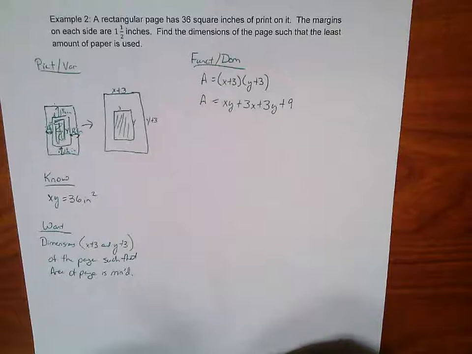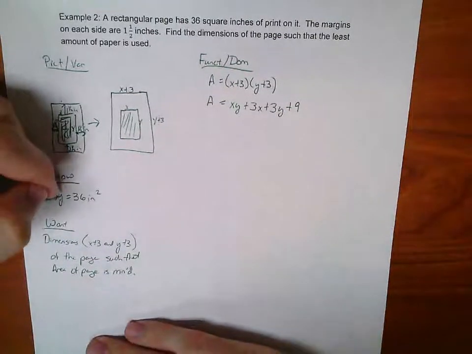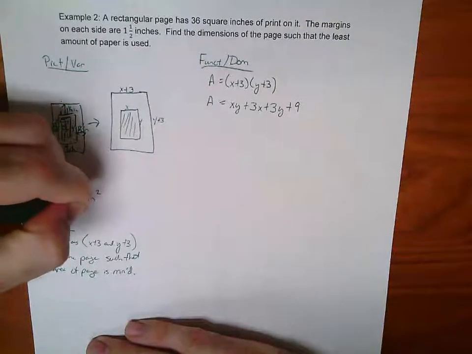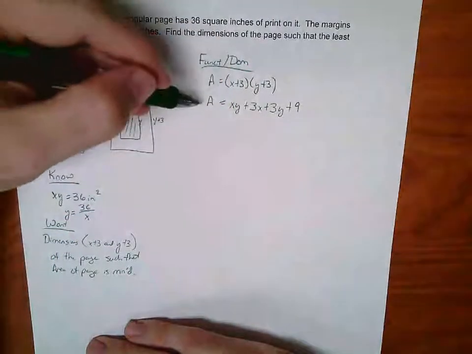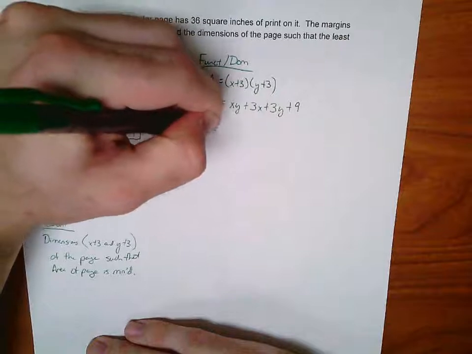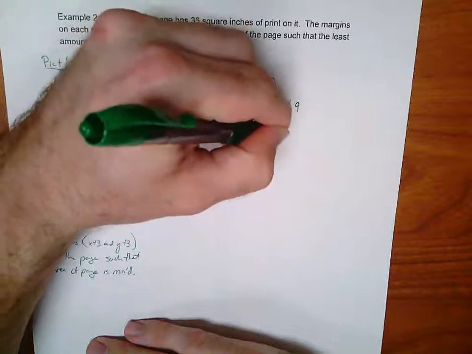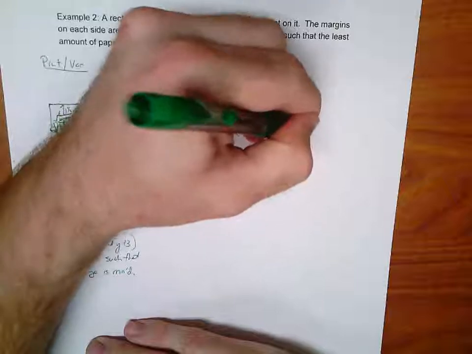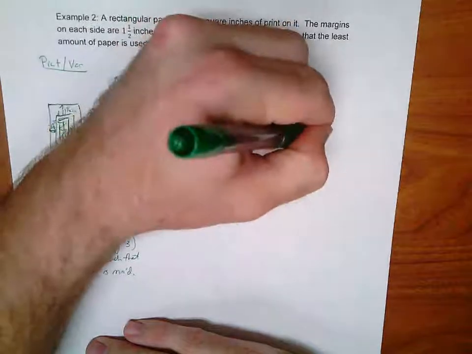But same problem. We need a function in terms of one variable. So we've got to eliminate either x or y. So let's use what we know. So we know x times y is 36 inches squared. So then I'm just going to solve for y. So y is 36 over x. So now we can rewrite this area equation as the area function A of x equals x times 36 over x plus 3x plus 3 times 36 over x, because we're substituting in for y, plus 9.